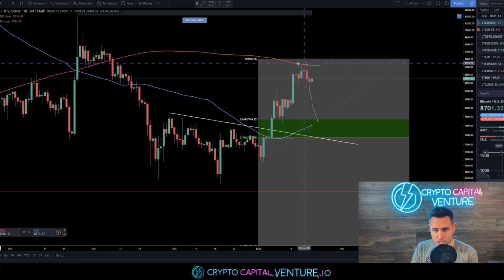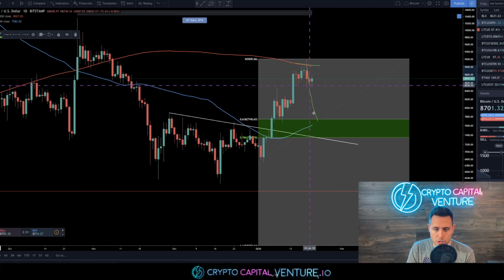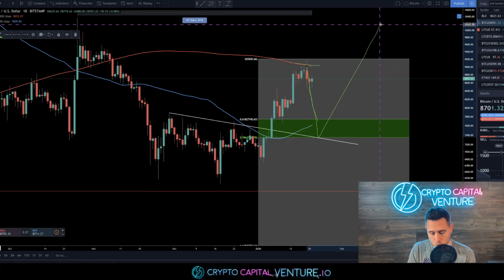So rejection here, just because the 200 moving average makes sense, but it also makes sense because it was our target for the inverse head and shoulders. And oftentimes you'll see Bitcoin retrace back to that neckline before continuing an uptrend.